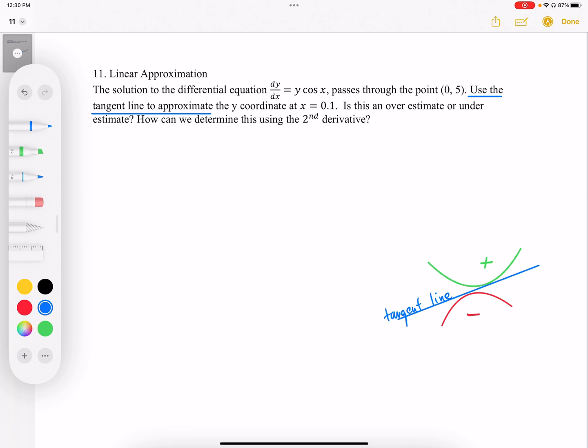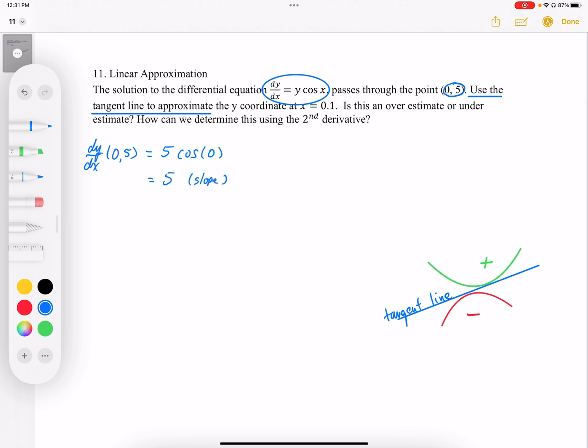To find the tangent line, we need a point, which we have here, and we need a slope, which we're going to get from this expression here. So the slope dy/dx at the point (0, 5): we just plug in x is 0, y is 5, so y times cosine of x, which is 0. Cosine 0 is equal to 1. So the slope value at that point is going to be 5. So this represents my slope.